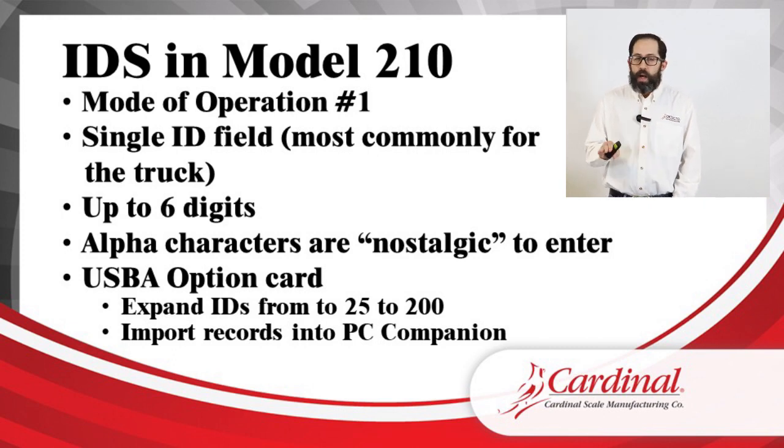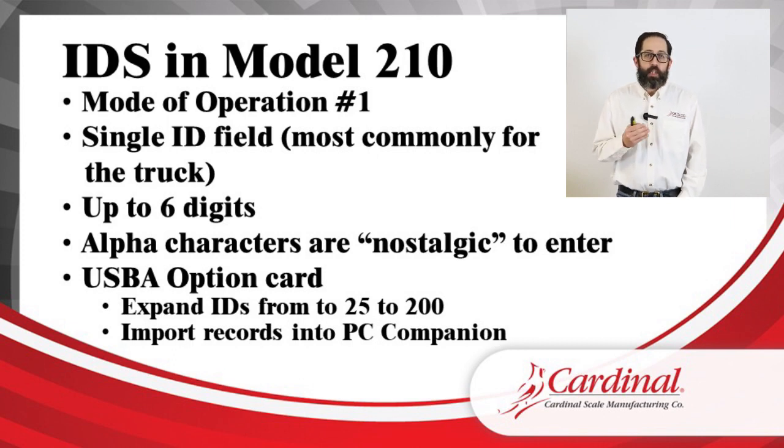The other thing, and we'll talk about it more when we talk about the 225, but the USB-A option card allows us to store transactions on a USB drive, thumb drive, however you want to refer to it. And then we can take that information, put it in the PC, and open up Cardinal Scales PC Companion software. And it actually gives us a really easy way to take that transaction information and put it in a database that can be viewed on the PC. You can run reports off of it, daily reports, things like that. So that's another thing that the USB-A option card does allow us to do.